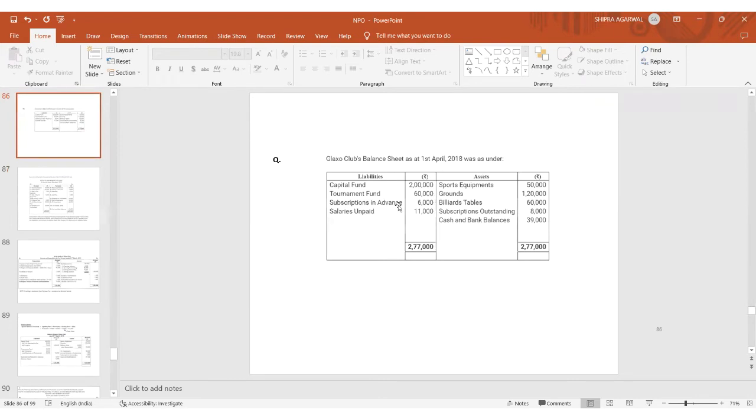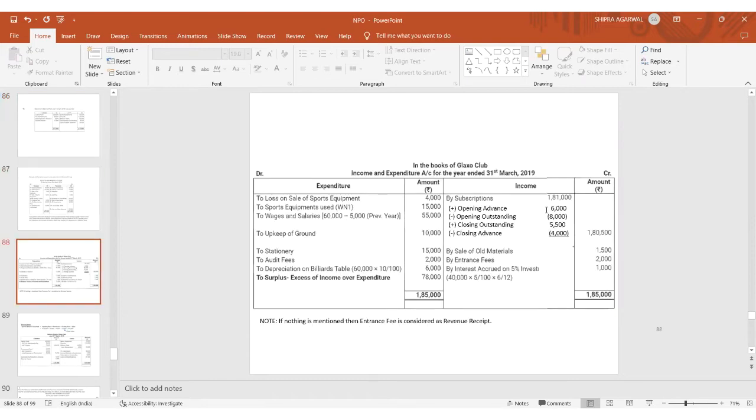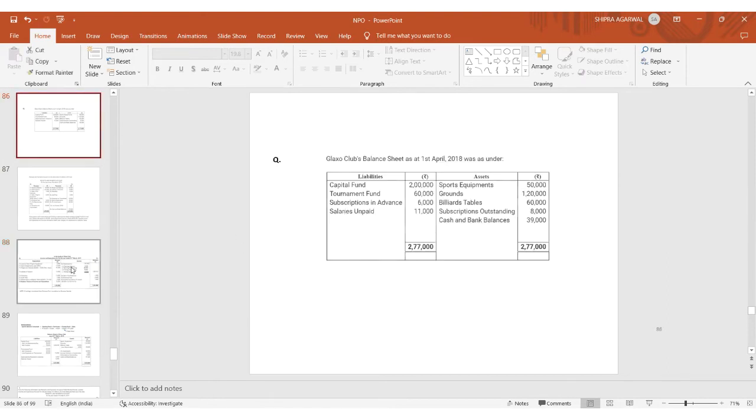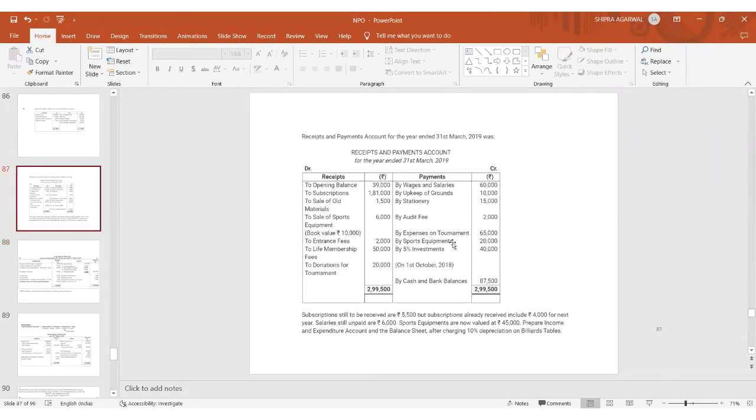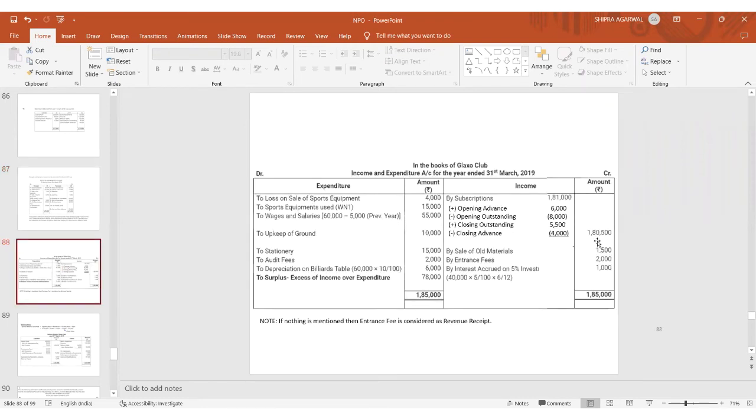Then here you can see subscription received in advance is 6,000, and here it is given subscription outstanding is 8,000. So if subscription outstanding is 8,000, that is your asset. So that will be shown over here. That is still outstanding 8,000. And the amount that is received in advance for the current year, that will be related to current year. So I will be adding it over here. So when I do the total, I get the net amount of 1,80,500. Then apart from that, I have sale of old materials 1,500. So I show it here.